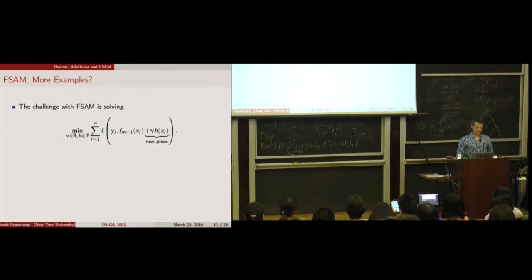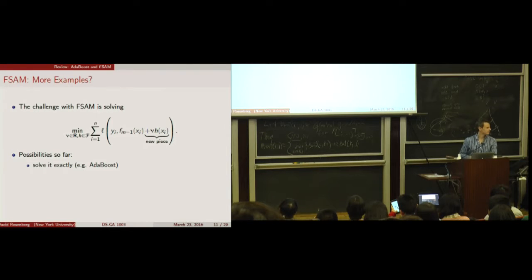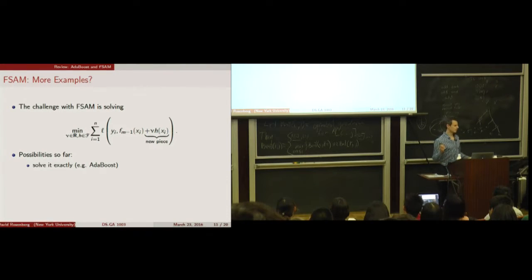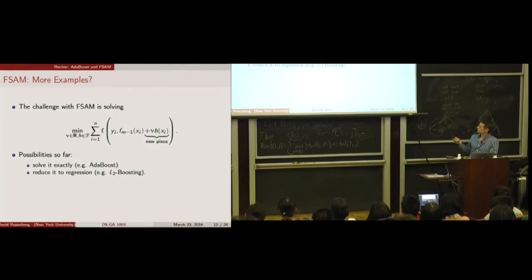All right, so I've given two examples. Could I give a bunch more? Maybe not. So what have we done so far? What's hard about this setup? The hard part is solving this minimization problem. So far we've found one case where we can do it exactly, I claimed, in the sense where it reduces to AdaBoost. AdaBoost doesn't give a way to get it exactly. This is actually kind of an error. But at least it's in the right direction. So one was AdaBoost, and the other was we reduced it to regression. So we said if we can solve this regression problem, then we can solve this FSAM problem.